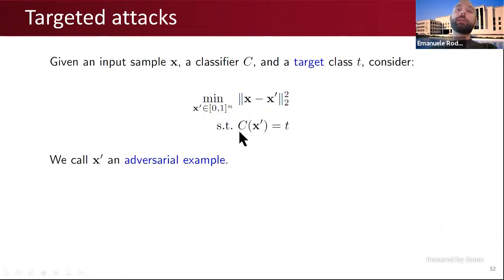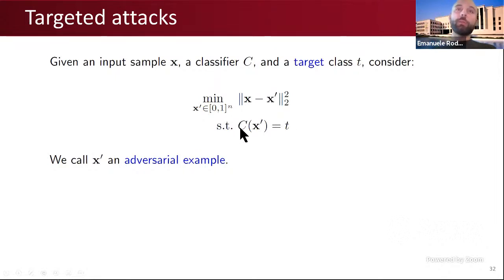You see that the classifier is given. It could be a neural network, it could be whatever you like. I don't care. I'm not going to touch the classifier. I'm only using the classifier as a function to write down my constraints. And we call the minimum of this problem the adversarial example, the perturbed school bus. As simple as that.